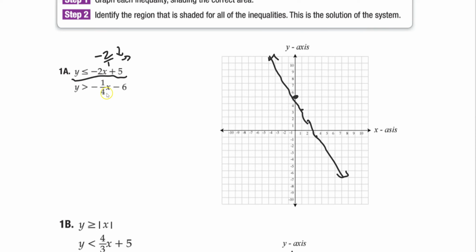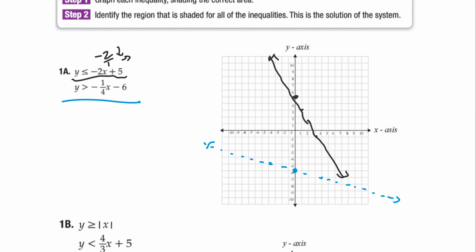And this next one here, just graph this next one. So this is y is greater than negative 1/4 of x minus 6. So negative 6, my y-intercept down there. Negative 1/4, so I'm going to go down 1 over 4. 1, 2, 3, 4. Down 1 over 4. You can actually go the opposite way too. Left 4, up 1. Same thing. Now this one is dashed, or dotted. That's actually a lot better. So I get something like that. They're going to cross right here.